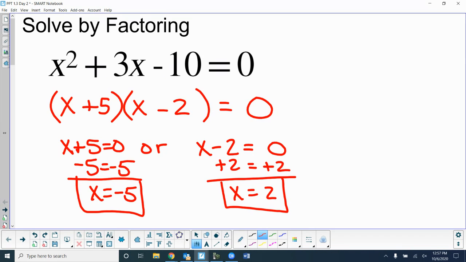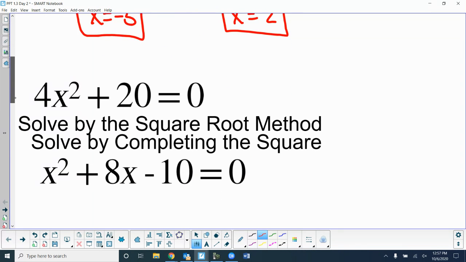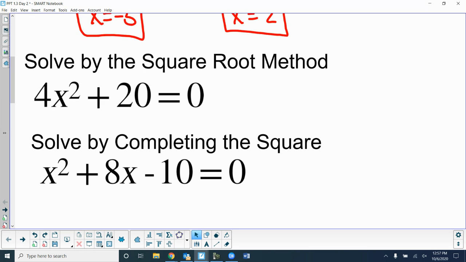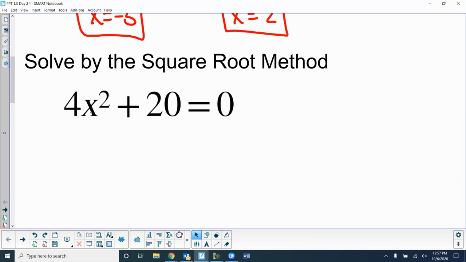All right, so solve by factoring, simple. Next one, solve by the square root method. Okay. So when we do the square root method, there's usually no x in it. So we just get the x squared alone, and then we'll take the square root of both sides. Right?